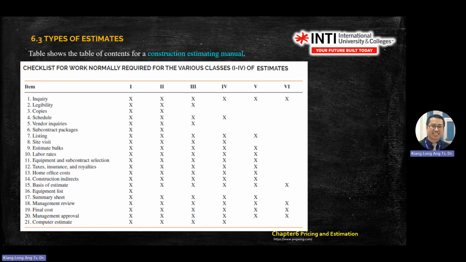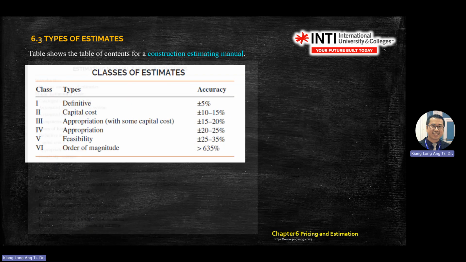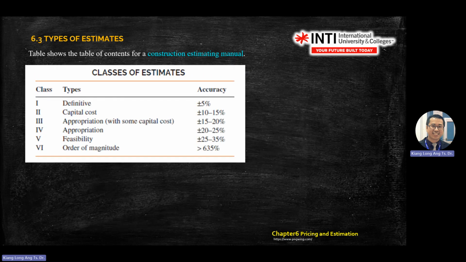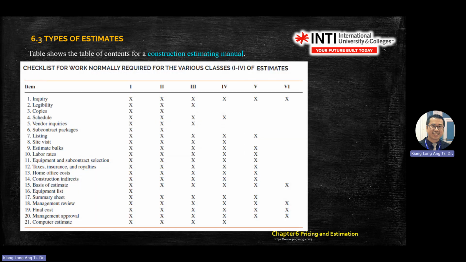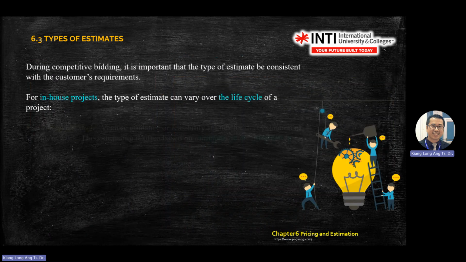Okay. So this one is just an example of an estimate checklist. If you want to go for the various classes, Class 1 to 4, here there are lists of items that you need to check, from item number 1 until 21. Okay, the rest you read.